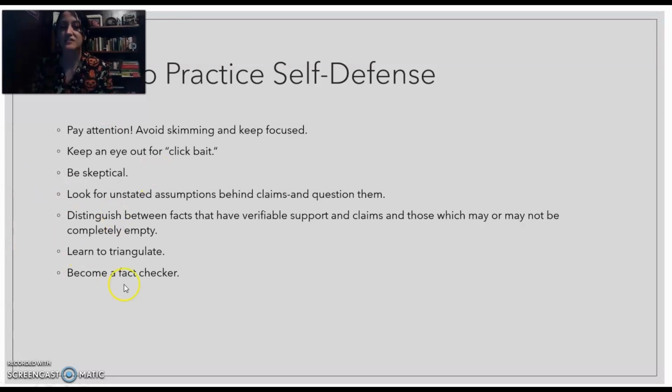And this goes into my last one, learn to triangulate. Never get your information from one source. Always get it from multiple sources. Kind of like a triangle, right, that has 3 points. Get them from varying degrees, and then figure out what is the truth.